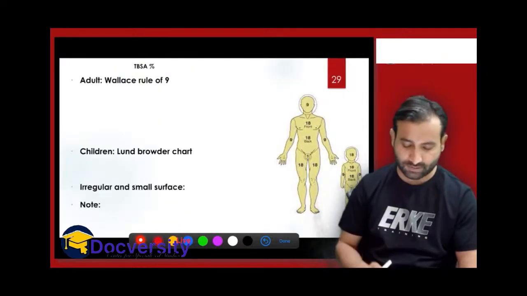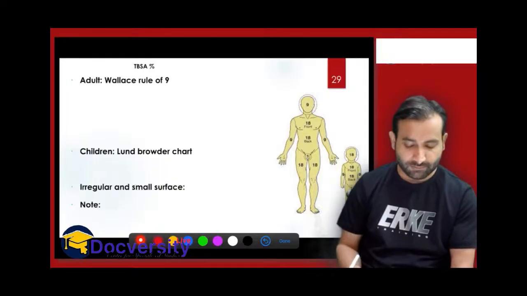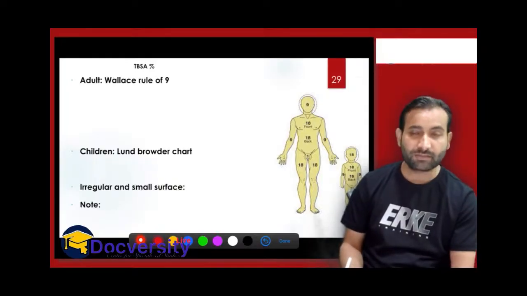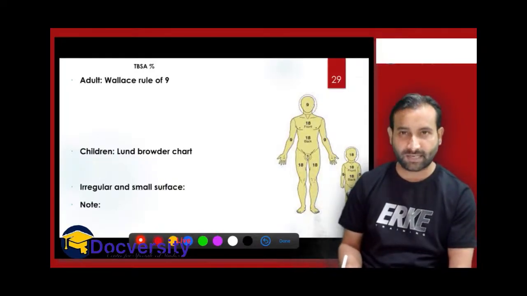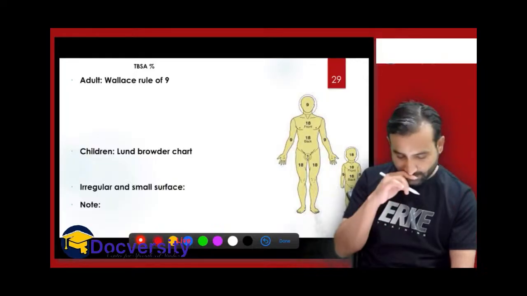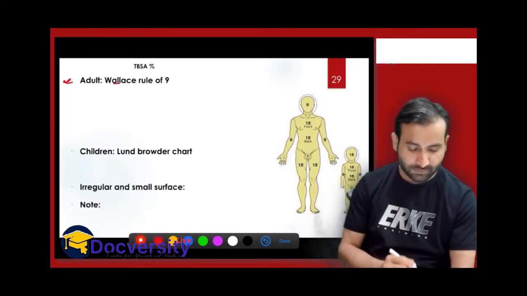Hope you understand, right? So these are the 3 zones. Now let's go to the TBSA, the total burn surface area calculations, right? So in this total burn surface area calculation, we use different rules.